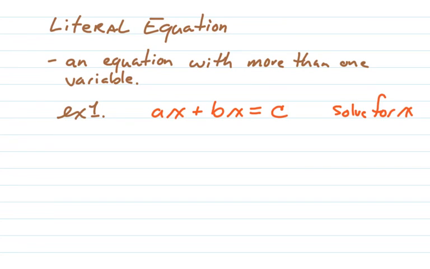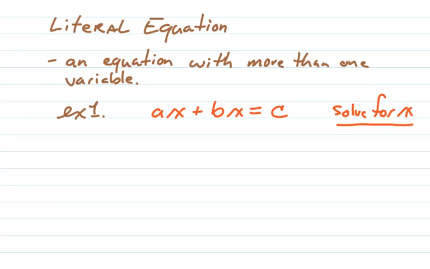I want to go through literal equations in this video. Literal equations are just equations with one or more variables in them. Our first example here is ax plus bx equals c. Notice that there are no numbers in this equation. A, x, b, and c all represent possibilities; it's very generalized. They could be any number, so you have to specify with these problems what you're going to solve for. In this case, I want to solve for x.